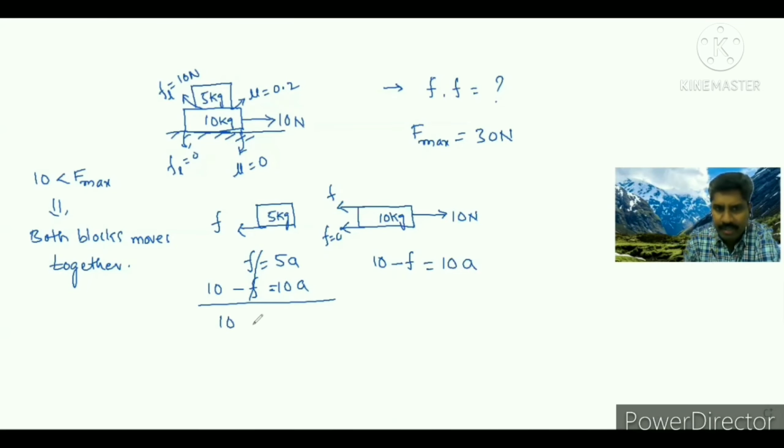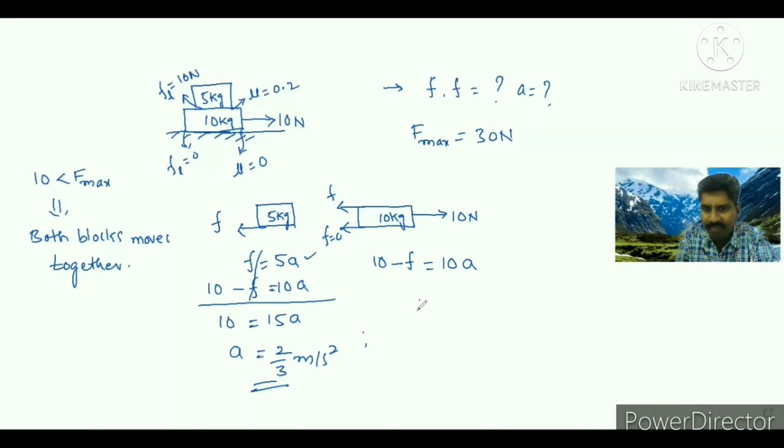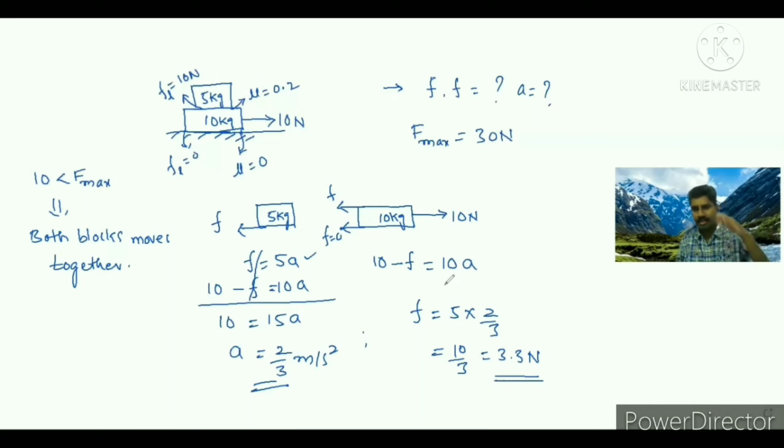What we got: 10 is equal to 15A. A is equal to 2 by 3 meter per second square. This is one answer. If they ask for frictional force and also acceleration, we can get the acceleration. If they ask only for frictional force, we can also calculate that. I will take this equation: F is equal to 5A. How much did we get? 2 by 3, so 10 by 3, which is 3.3 newtons. This is the answer to this question.